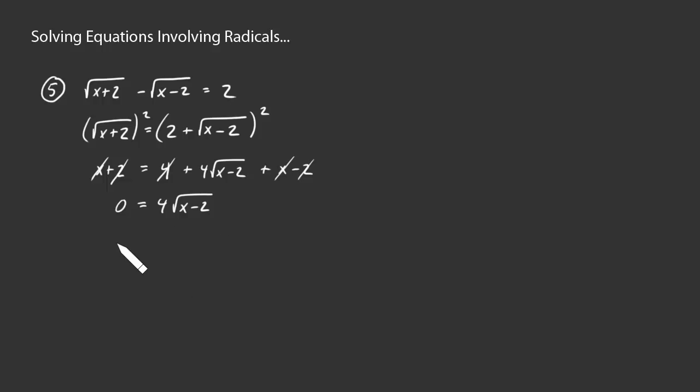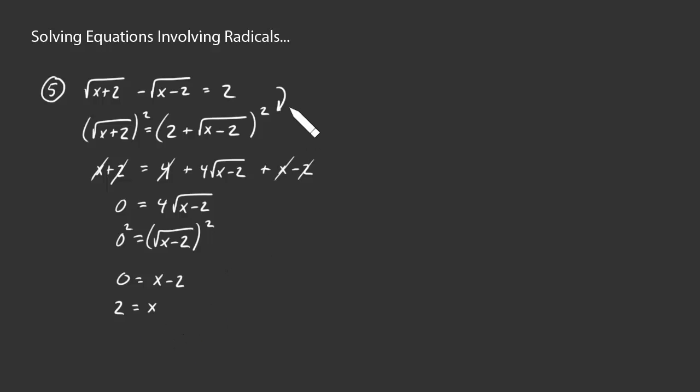I can divide both sides by 4 if I want. It gets the number smaller. That's always good. 0 divided by 4 is still 0. And now I can finally square both sides. That gets rid of the radical. I have x minus 2 on the right equals 0. This is just linear. Add 2 to both sides. And we have a solution for x, we think.